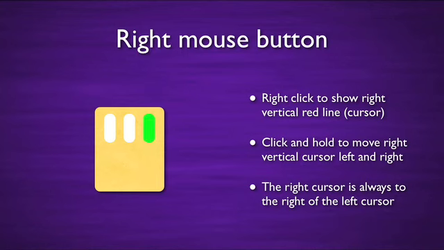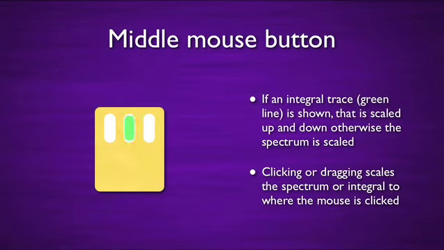Clicking the right mouse button gives the right vertical red line, the right cursor. Click on the right-hand side of the left cursor. Dragging the mouse with the right button down moves the right cursor. The right cursor is always to the right of the left cursor. Moving the left cursor moves the right cursor too.